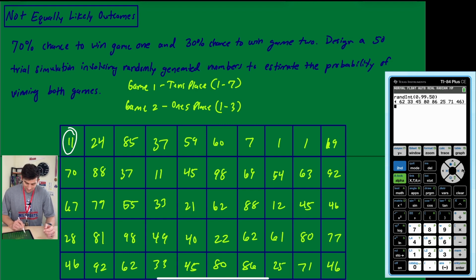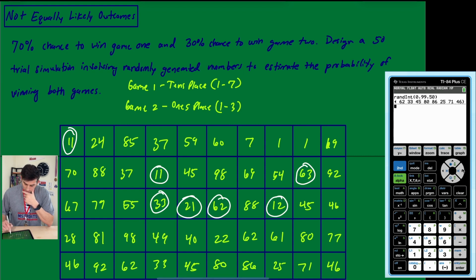69, too large. 70, no, because we have the 0 in the ones place. 88, no. 11 again is good. 45, nope. 98, 69, 54, 63, that would be good, right? Because 1 through 6 would fit in there, and then 1 through 3. 92 is too large. 67, 79, 55, 33 is good. 21 is good. 62 is good. 88 is too large. 12 is good. 45, 46, 28, 81, nope.